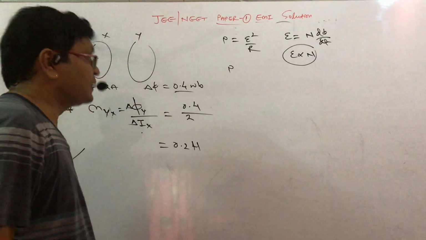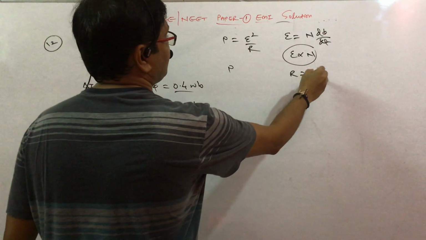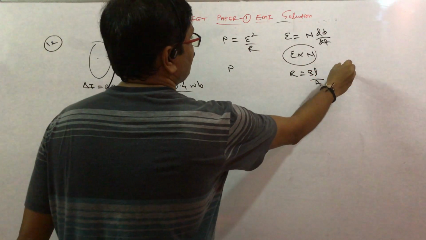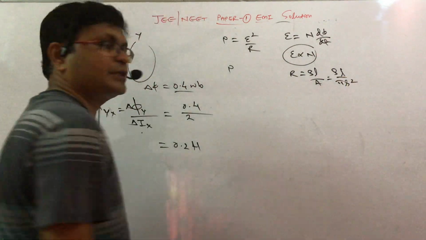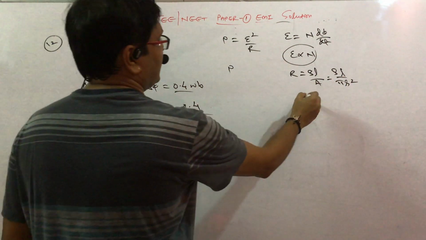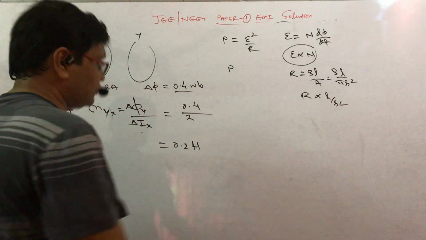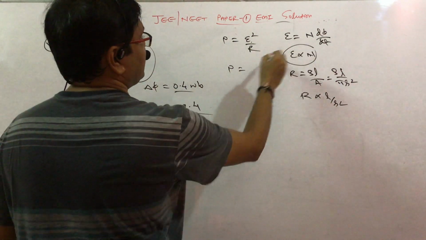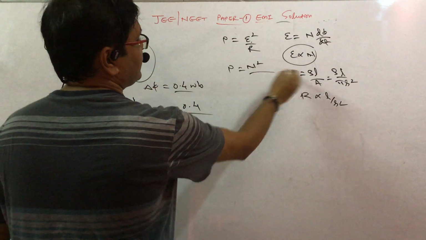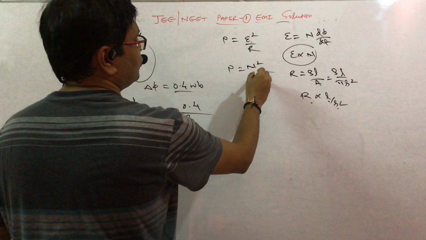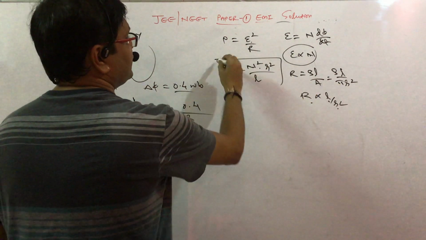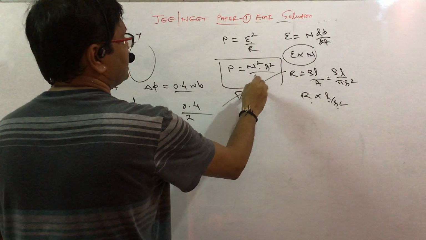Now r is the resistance, so the formula of resistance is rho l by a, so rho l upon pi r square. Why did we do this? Because radius is given, so r is directly proportional to l upon r square. So put all the values in it. Epsilon is directly proportional to n square, r is directly proportional to l upon r square. So this shortcut will create a sensation.